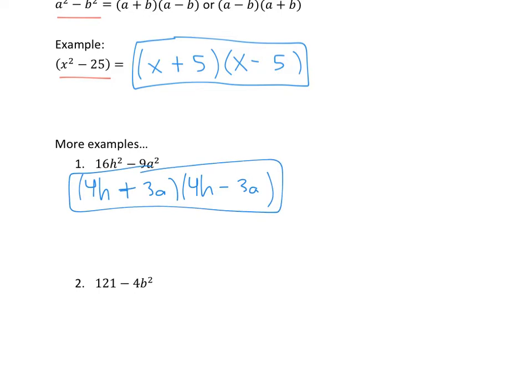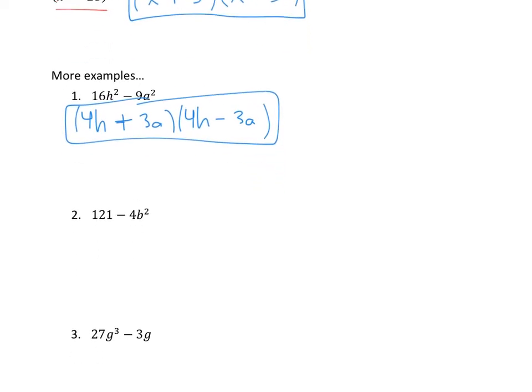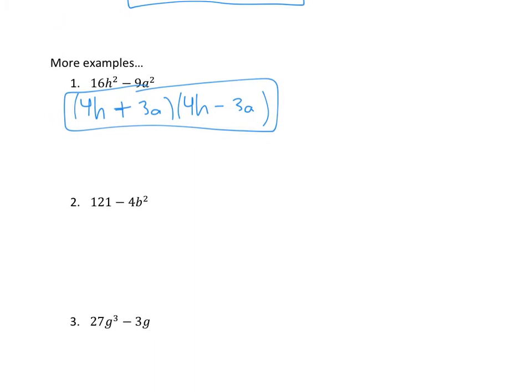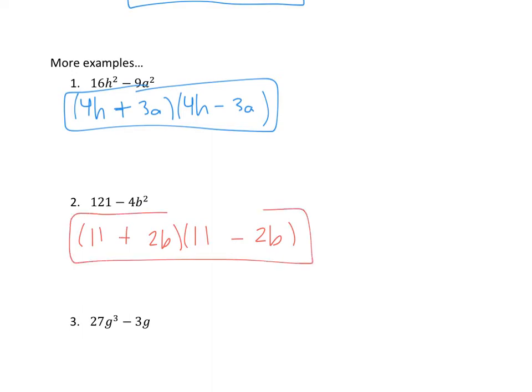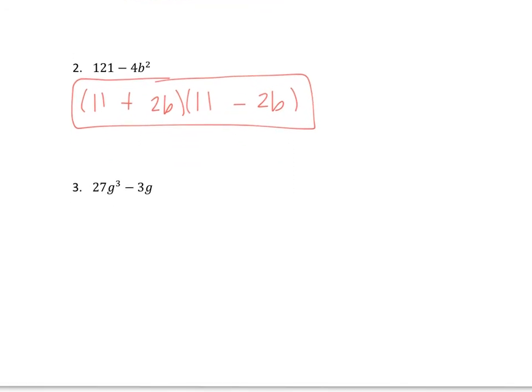Okay, let's look at another example, and again, we want to try to do these in our head and get quick at factoring these. So 121 minus 4b squared, if I take the square root of my first term, I get 11. Square root of my last term, I get 2b, and then we have one that's a plus and one that's a minus. So it's really not very difficult to factor these, you just got to get the pattern down.